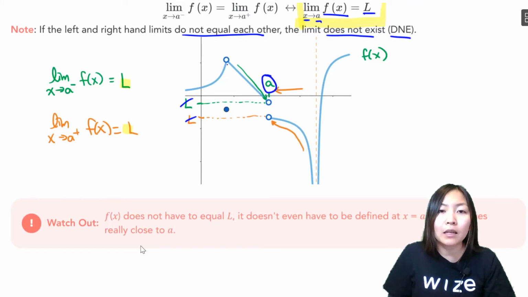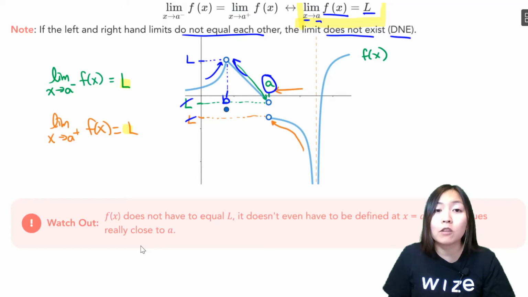But notice that right here, if I call this guy, let's say the number B, then the limit as x approaches b from the left and the limit as x approaches b from the right both equal the same number. So in that case, we would say that the limit as x approaches b of this function equals this number L.